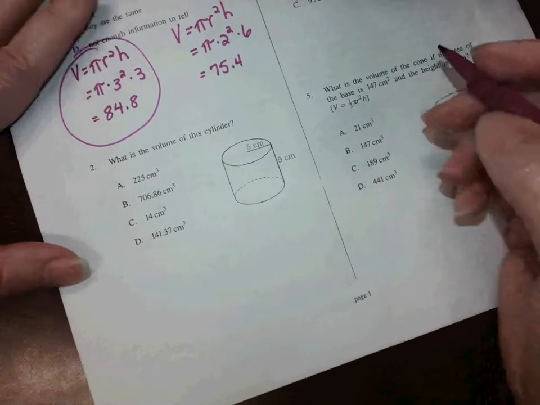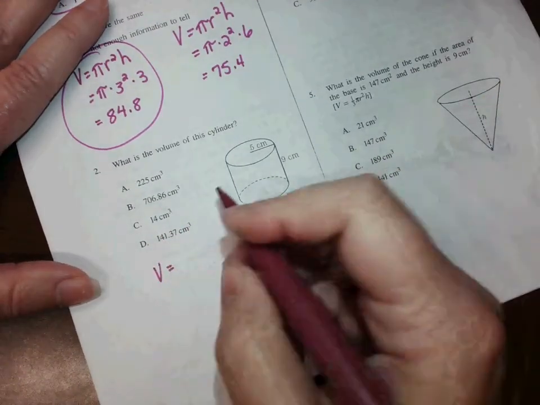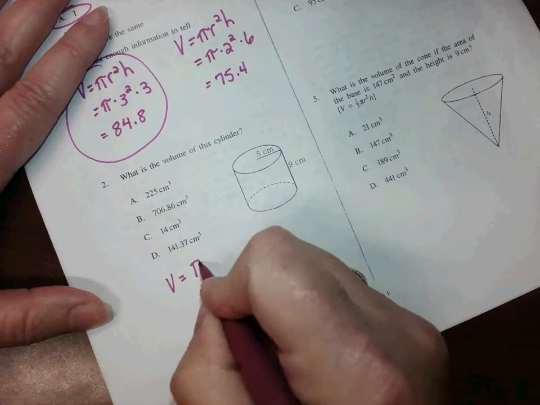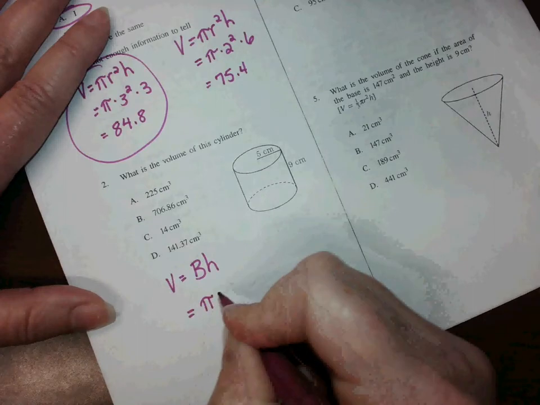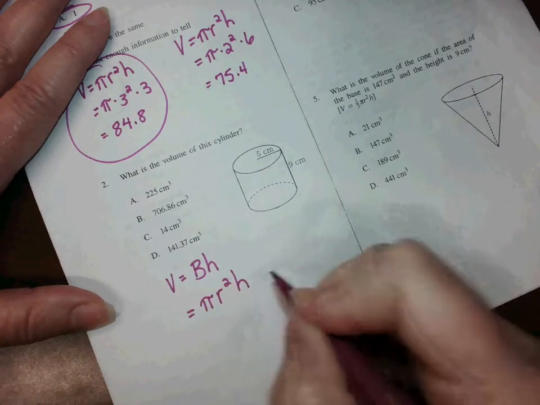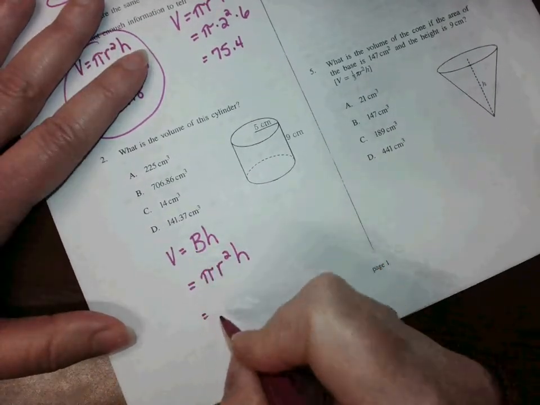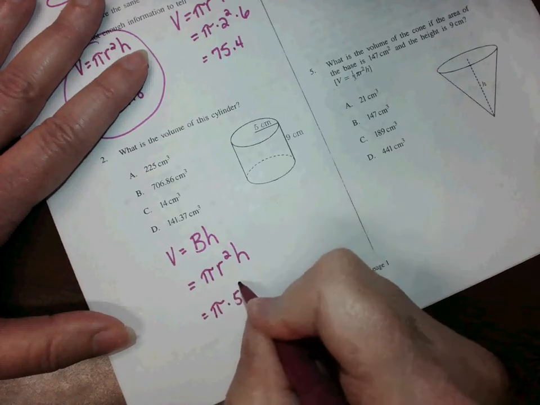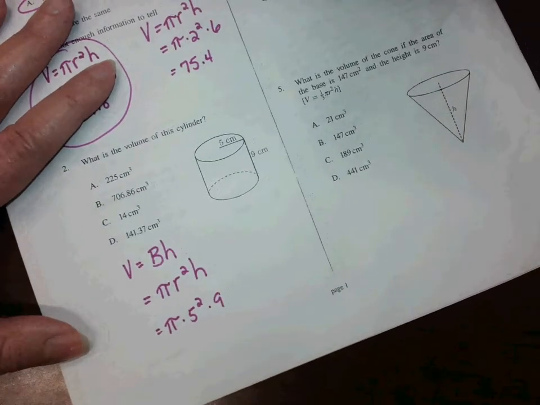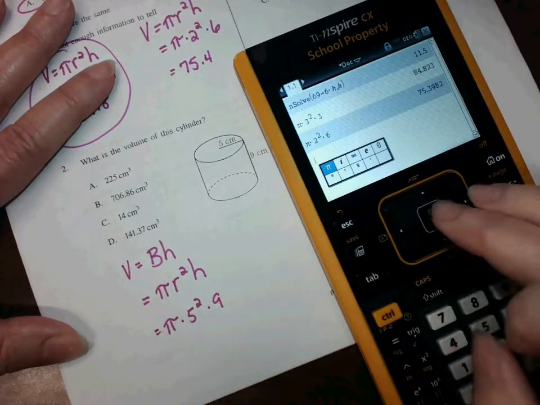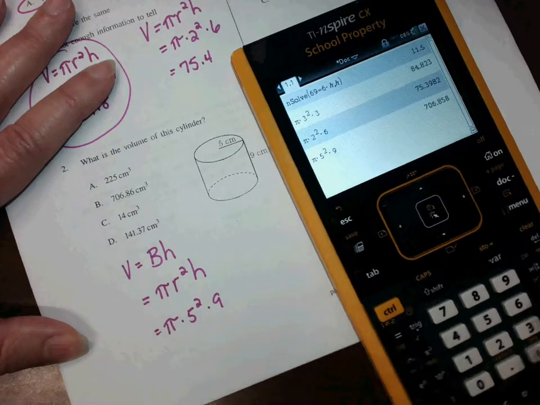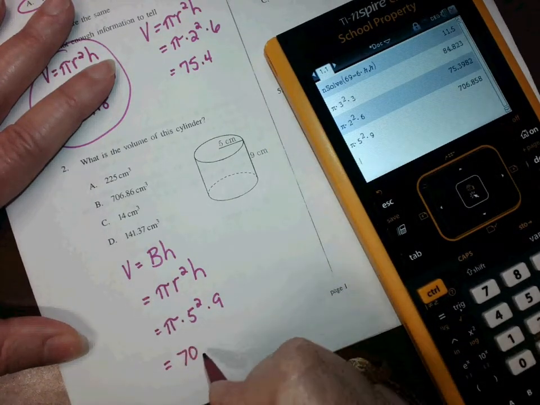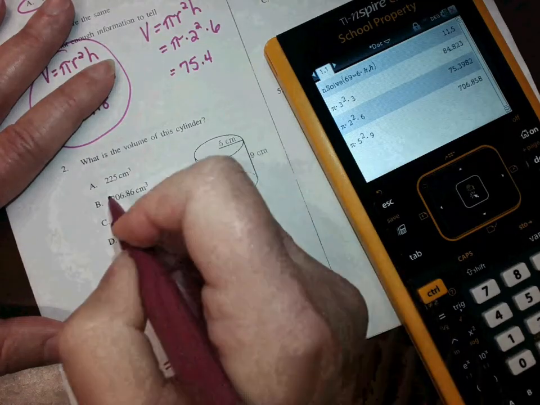Number two, what is the volume of this cylinder? So I'm going to write the formula for volume of a cylinder. My formula chart says this. I know that this is a circular base, so I have to replace the big B with pi r squared times h. When I fill this in, pi times my radius is 5 times my height is 9. I'm going to get my calculator. Pi times 5 squared times 9. Bippity boppity boo. 706.9. There's my answer.